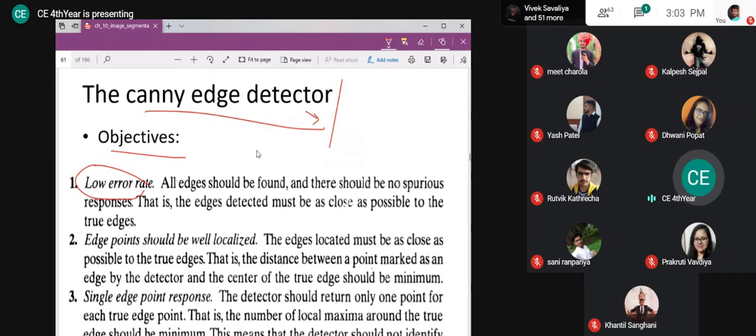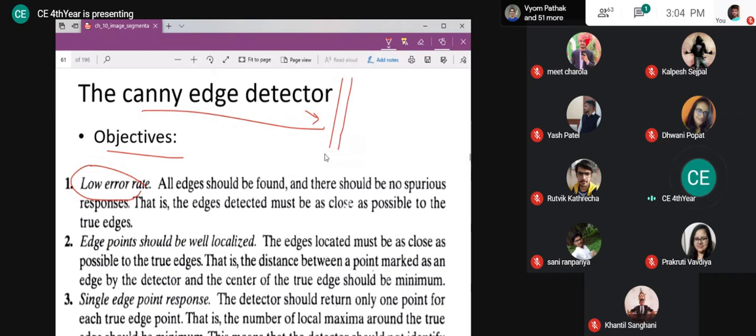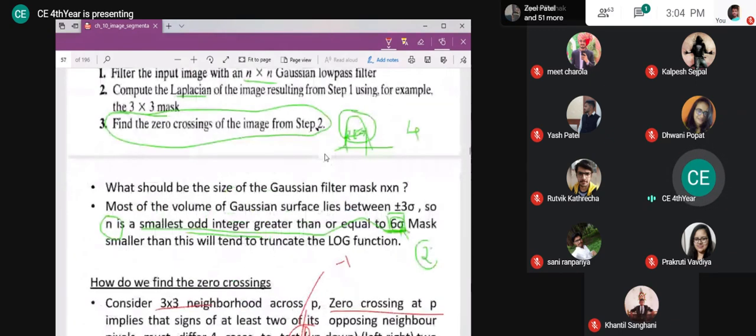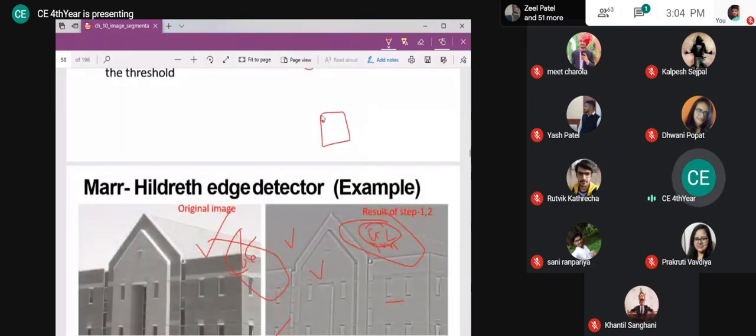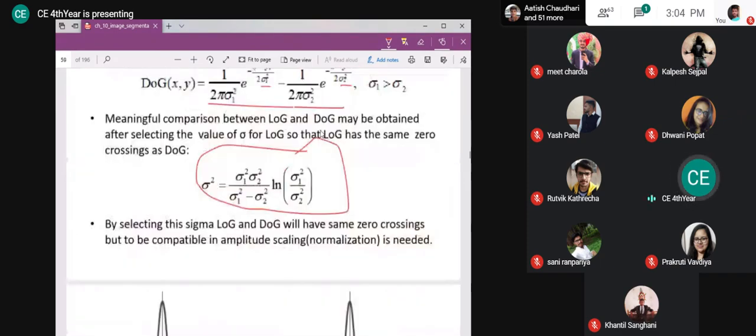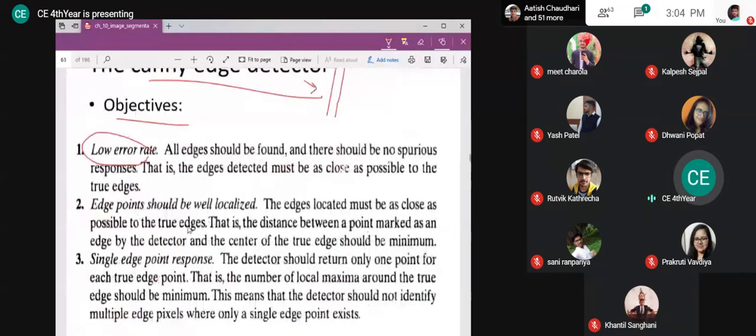Now, when you locate the edge, it should be very near to the actual edge as well. It should not be like, suppose this is my object, I detect the edge but somewhere far from it. That should not happen. The distance between the detected edge and the actual edge should be small. So that is the second objective. And third is it should be a single point response, thin edges. We don't want thick edges because thick edges mislead, right?